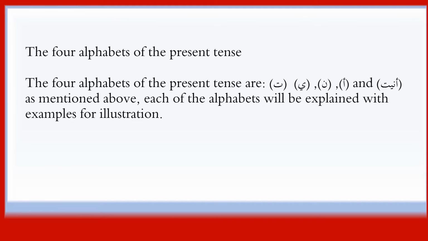The four alphabets of present tense are Ta, Ya, Nun, and Alif, which can be formed together to form Anaitu. As mentioned above, each of the alphabets will be explained with examples for illustration.